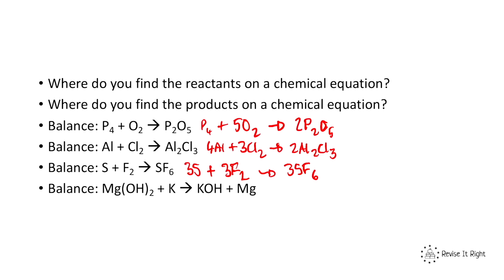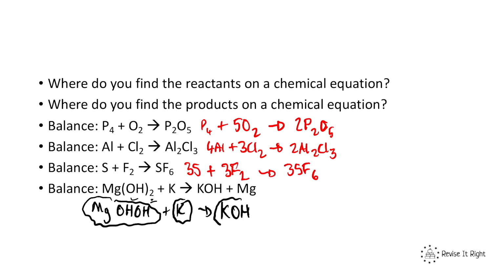So underneath, we're going to write out what we've got. So Mg. Now, that little 2 after that bracket means there are 2 lots of everything in the bracket. So that actually means we've got OH, OH, 2 lots of everything in the bracket, and then we're going to circle that to know that we can't change it, plus K makes KOH, can't change that, plus Mg.